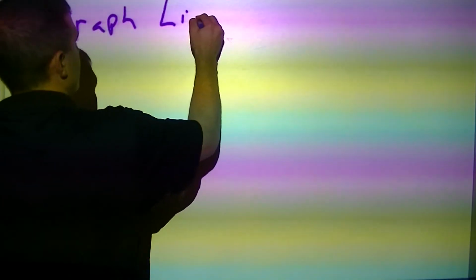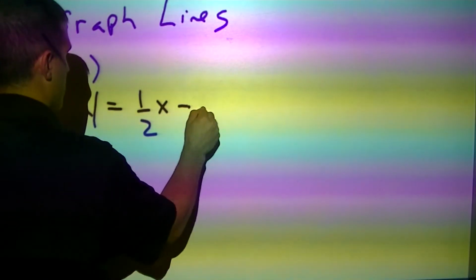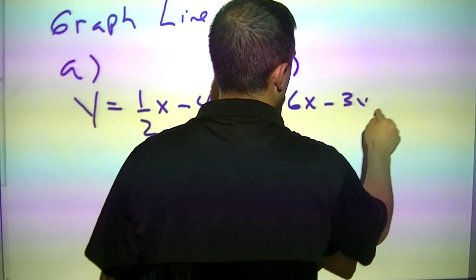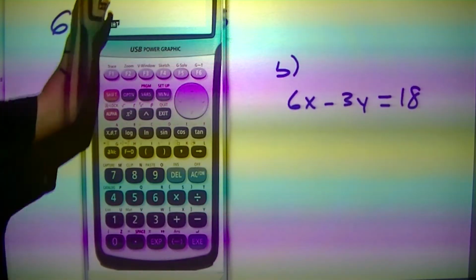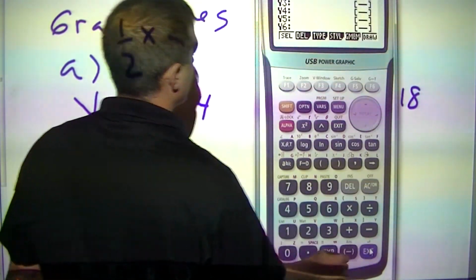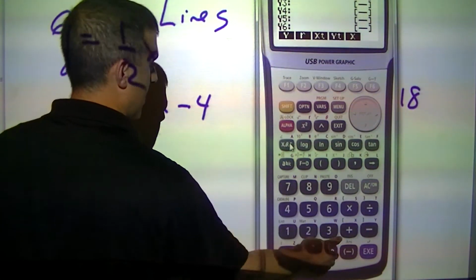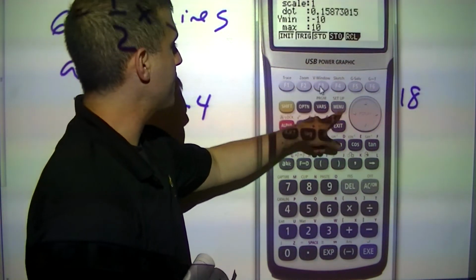Last two, graph the lines. Okay? I'm going to give you two examples, an A and a B. Let's say I've got 1/2 x minus 4. And let's say I've got 6x minus 3y equals 18. Okay? Now, for this one, let's make it simple. Let's go into the calculator and graph it. Menu, graph. All right, I'm going to delete this, and I'm going to do 1/2 x minus 4. All right, I'm going to draw. Now, to fix my graph, F3, F3, exit draw.